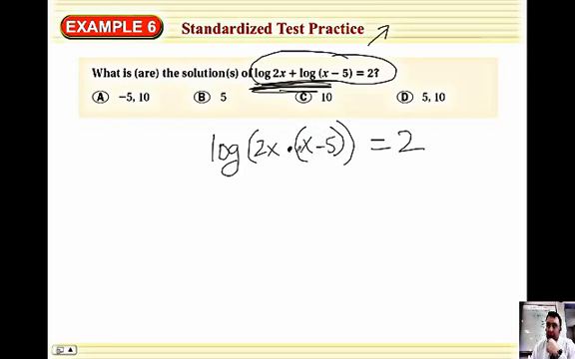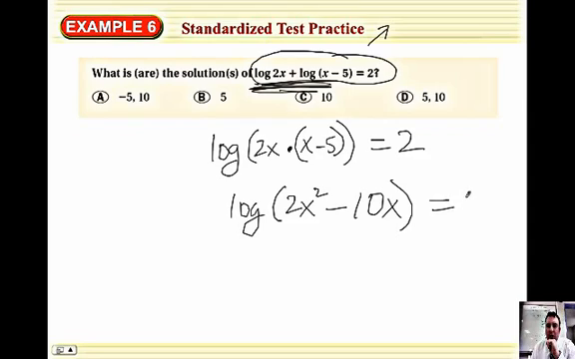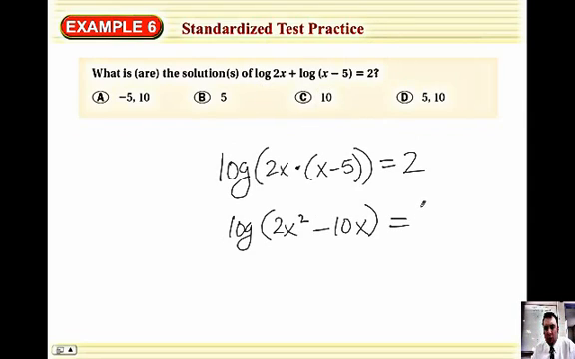Simplify this right here. Okay? You have log of 2x squared minus 10x equals 2. How did I get this part? All you had to do is multiply this times this, this times this to get this right here. Now, you have log of something equals 2. What's the base? Base is 10. You just don't write it.